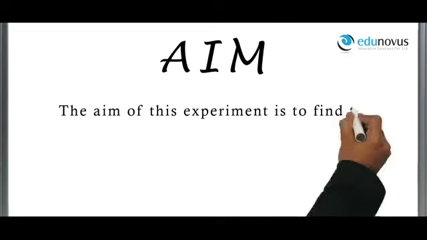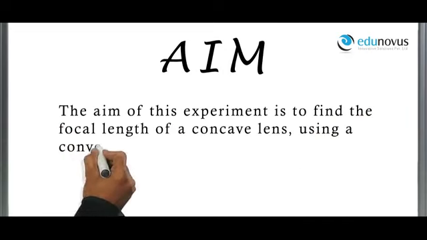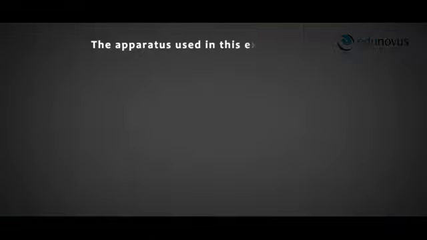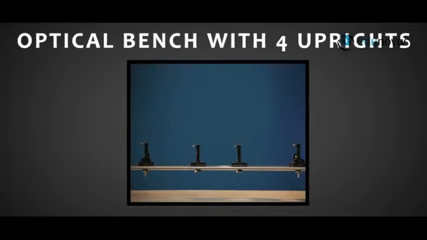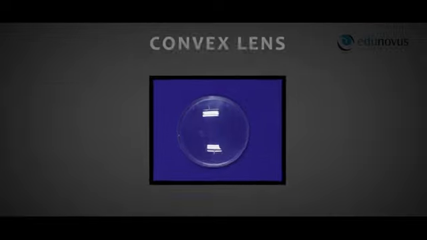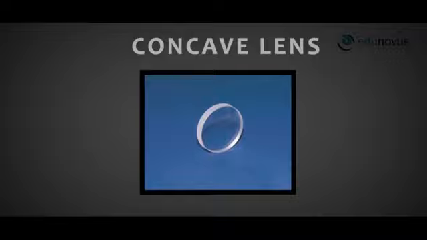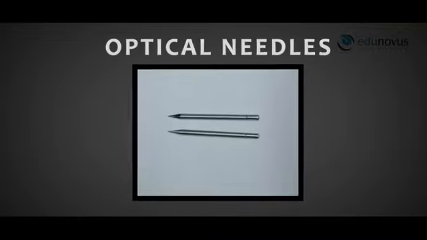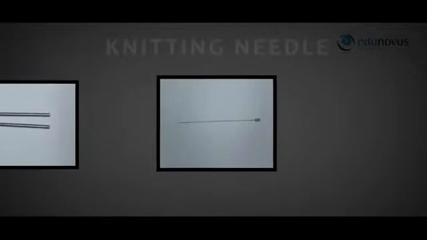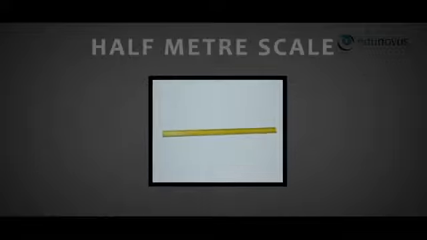The aim of this experiment is to find the focal length of a concave lens using a convex lens. The apparatus required for this experiment are: optical bench with 4 uprights, convex lens, concave lens, 2 optical needles, knitting needle, and a half meter scale.